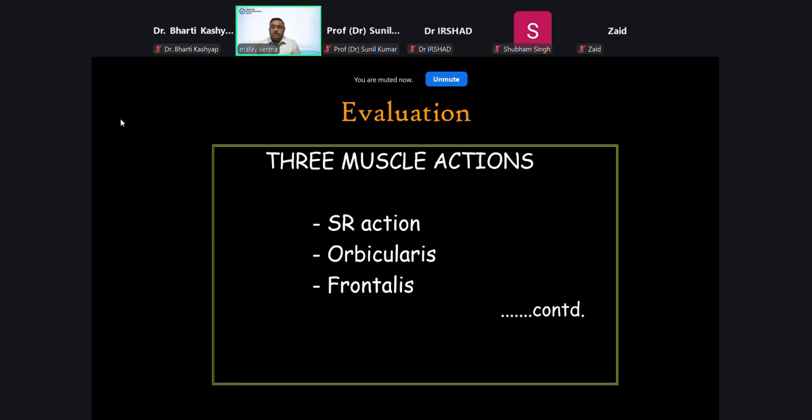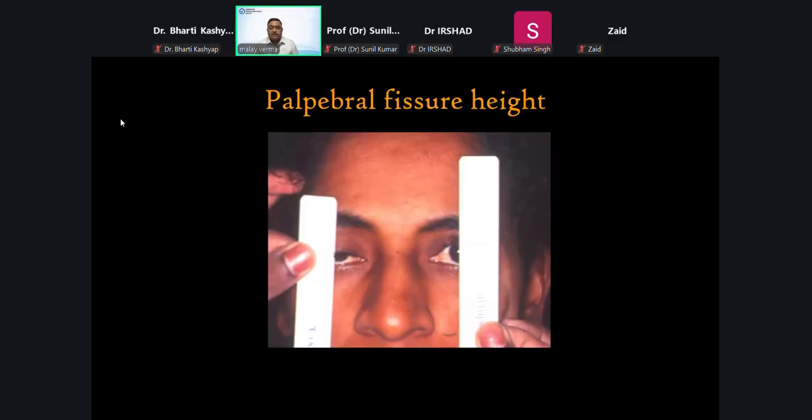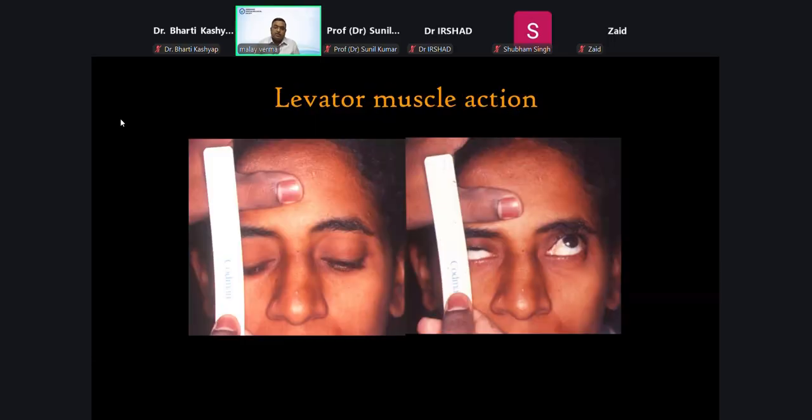And then we need to keep in mind about three muscle actions. One is the superior rectus action, second is orbicularis muscle action, third is the frontalis muscle action. So palpebral fissure height, we need to measure using the scale, which is kept vertically in the pupillary axis. And the distance between the lower lid and upper lid, that gives us the palpebral fissure height.